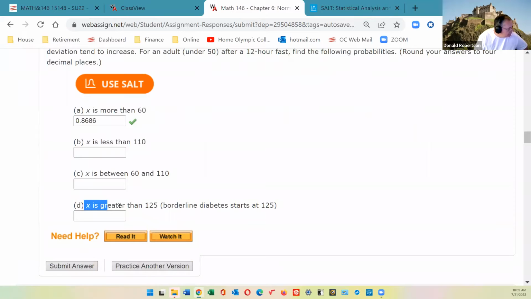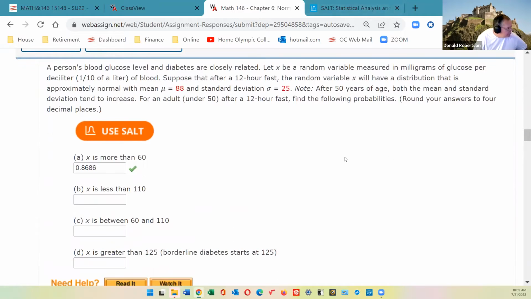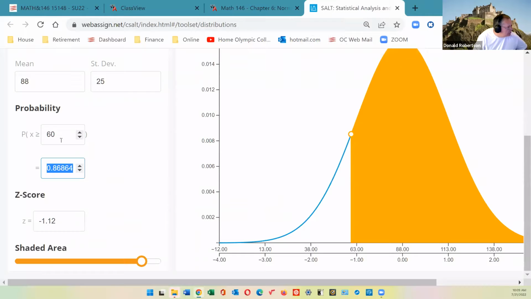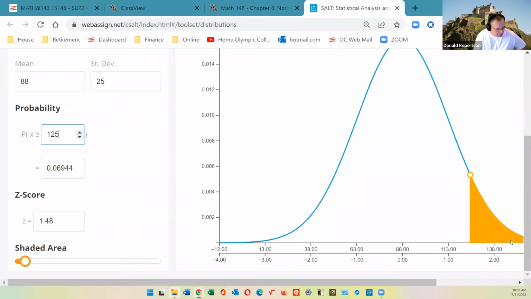Now let's jump to this one. Greater than 125, which according to them is borderline diabetes, right? So if you get a glucose level and it kicks into the high 120s, your doctor's going to be a little bit interested in you as far as diabetes goes. So let's see what percentage of the population that would actually be. So greater than 125. Now, can you see that's this chunk of people over here, right? Greater than 125. And that ends up being almost 7%. Wow.